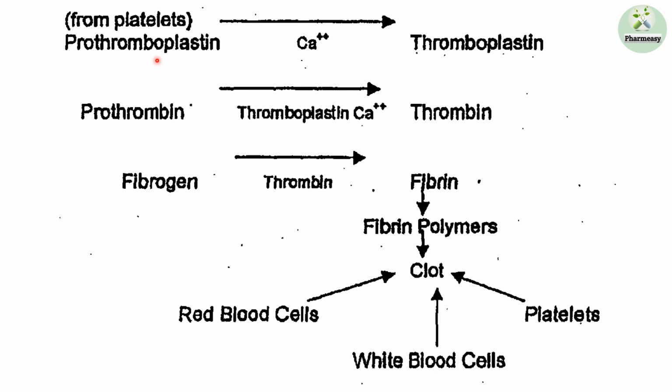Prothromboplastin from the platelets in presence of calcium ion forms thromboplastin. Prothrombin in presence of thromboplastin and calcium ions forms thrombin. And fibrinogen in presence of thrombin is converted into fibrin. And fibrin forms fibrin polymers. Then, it forms a clot.